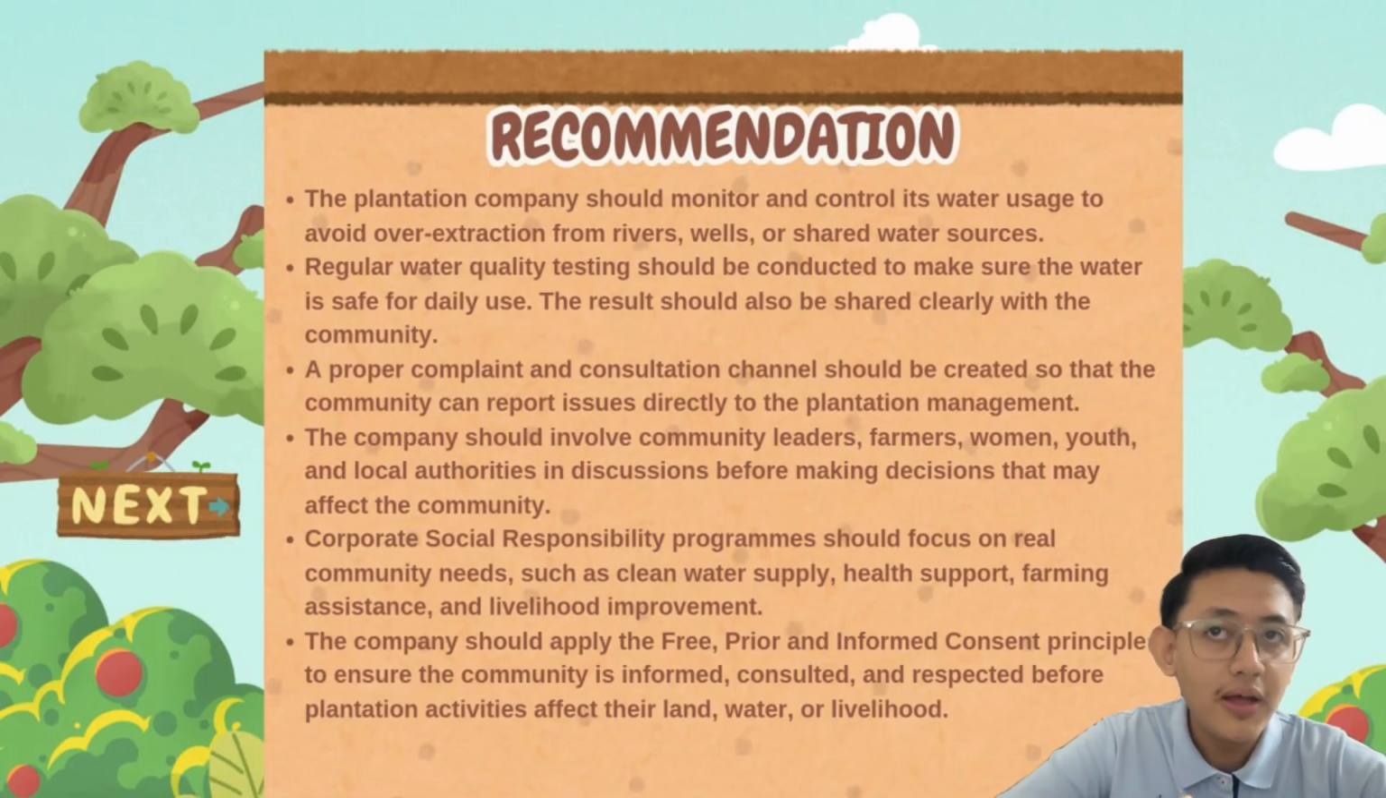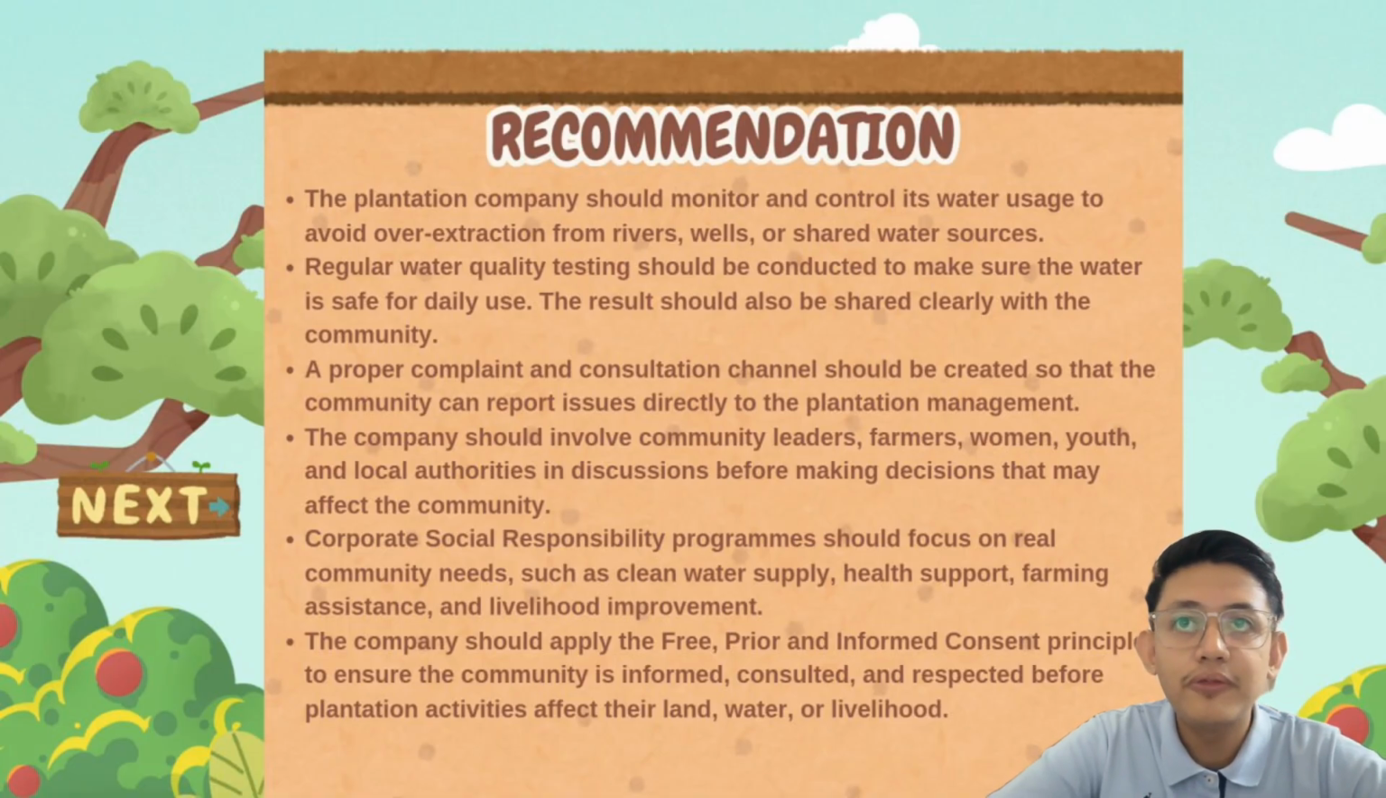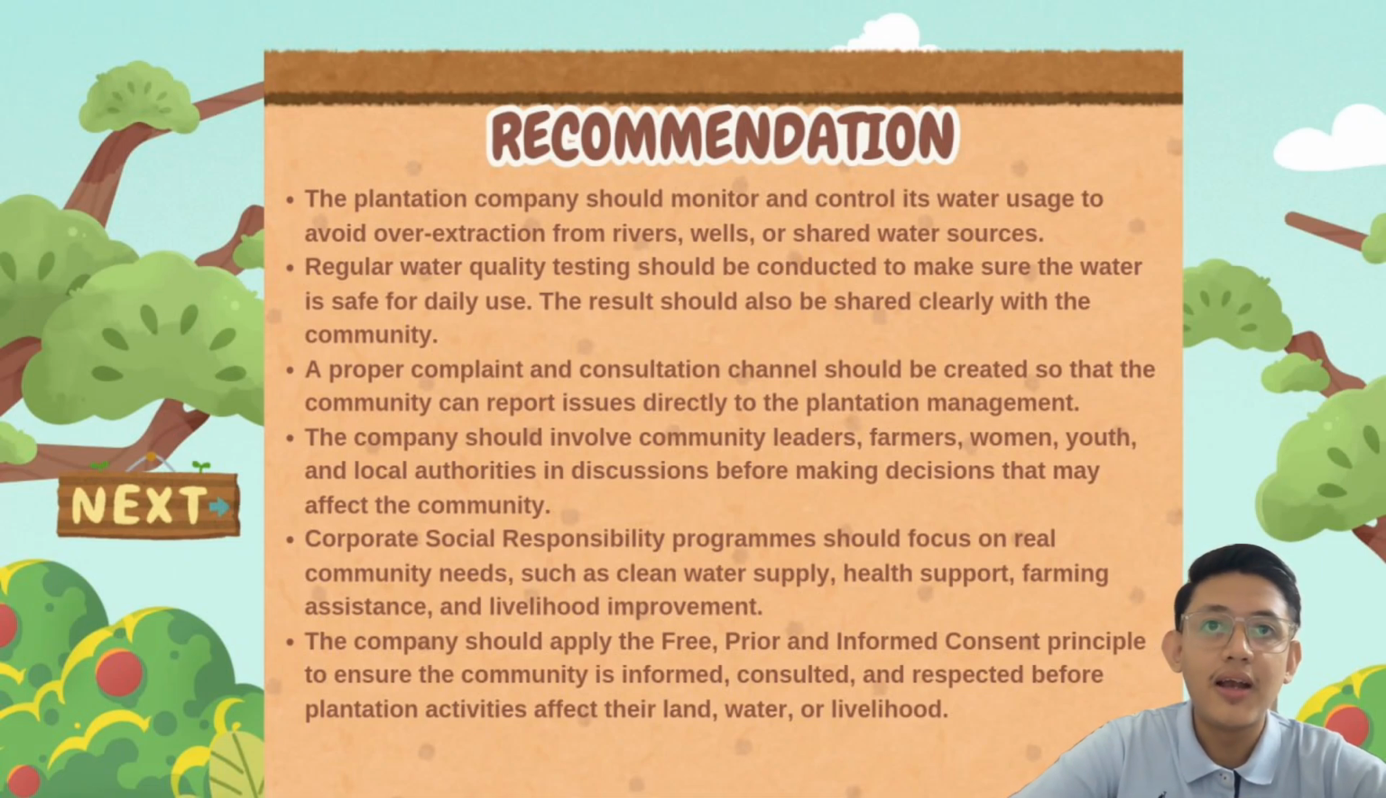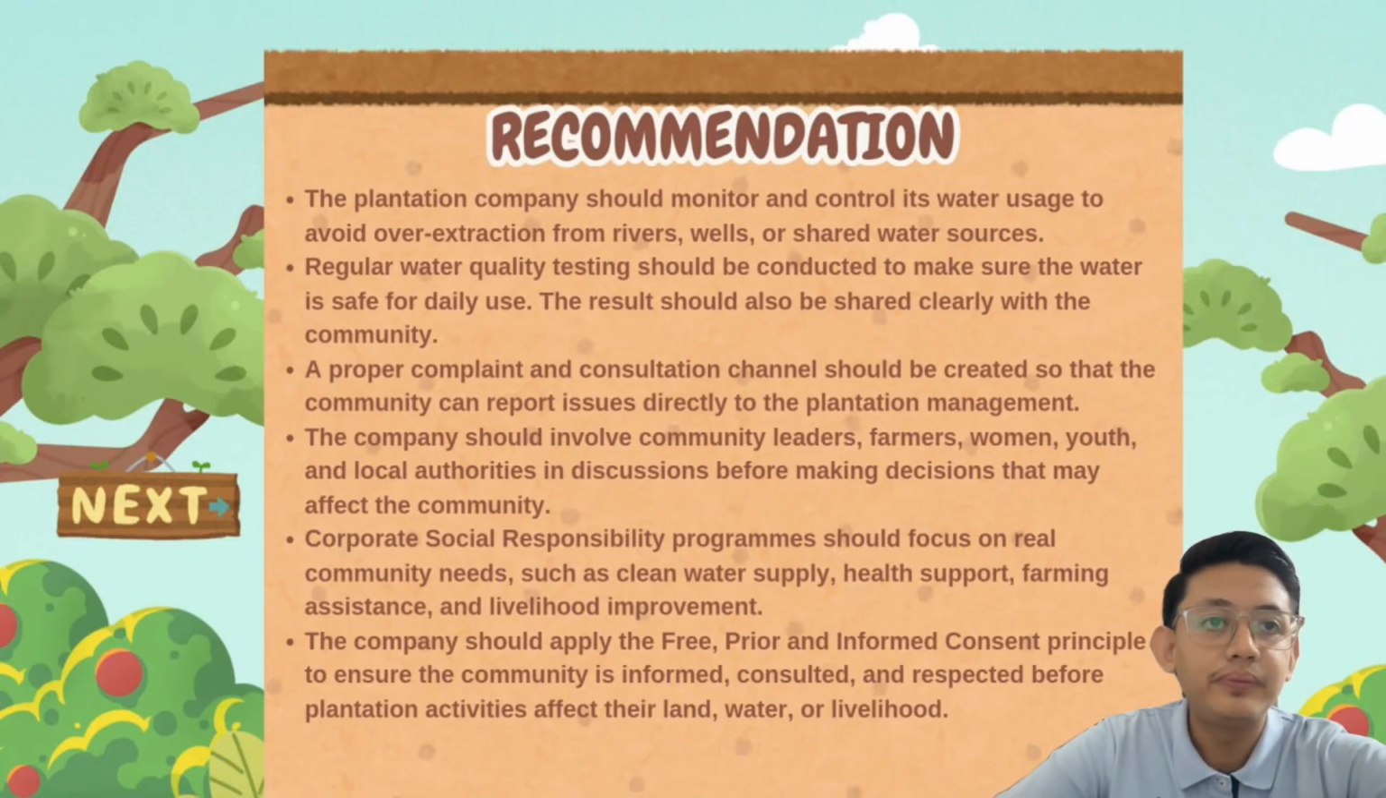affect the community. Corporate social responsibility programs should focus on real community needs such as clean water supplies, health support, farming assistance and livelihood improvement. The company should apply the free, prior and informed consent principle to ensure the community is informed, consulted and respected before the plantation activity affects their land, water or livelihood.